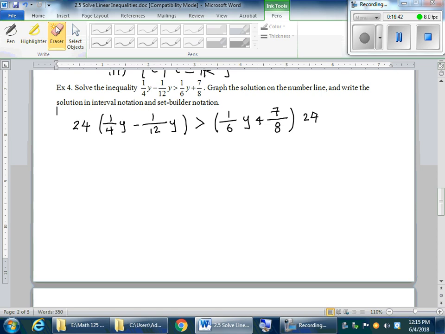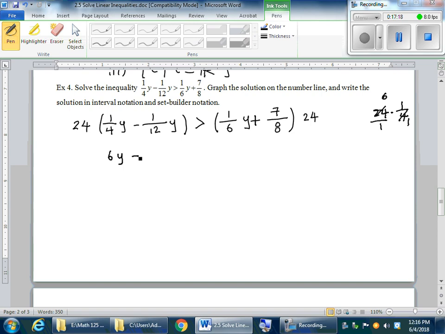When you multiply by 24, you're going to be distributing it after that. When you distribute it, all the fractions will be eliminated. So 24 times 1/4 will be 6y. Again, you can do side work like I showed you in solving equations: 24 over 1 times 1/4. 4 goes into 1 one time, 4 goes into 24 six times. So that's how I got 6y.